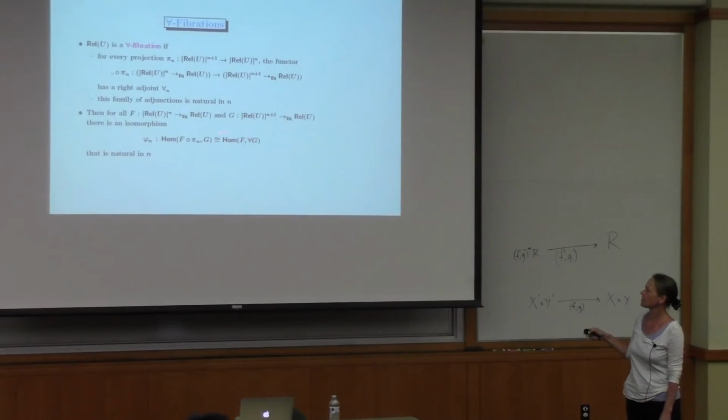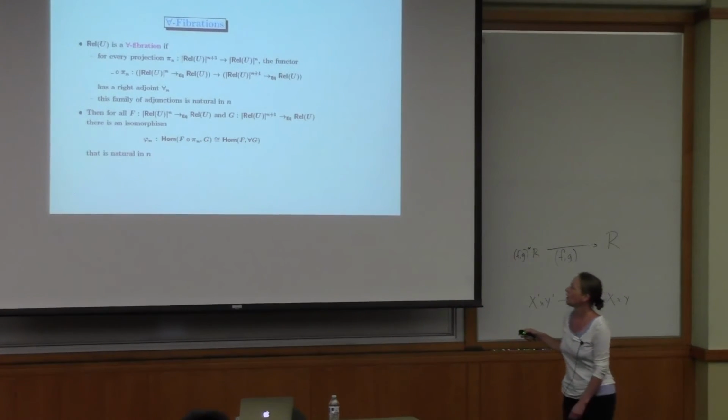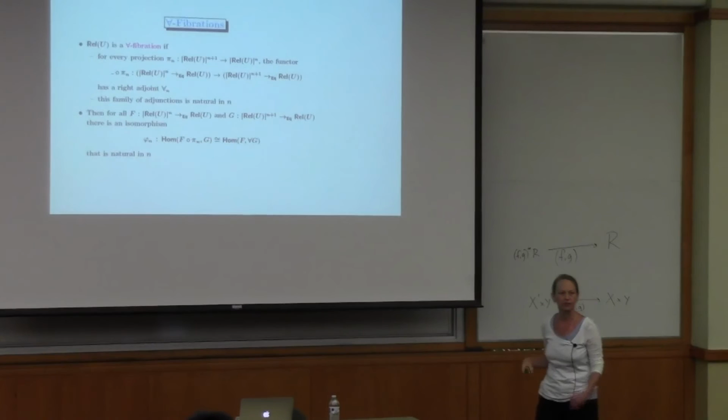Okay, so that's all I've said, and this is the form in which I'm going to use it. All I'm saying is that precomposition with pi n is left adjoint to this for all. I've dropped the subscript because of naturality, but that's all I'm saying here. And this is the form in which I'm going to use the adjunction in my interpretation.